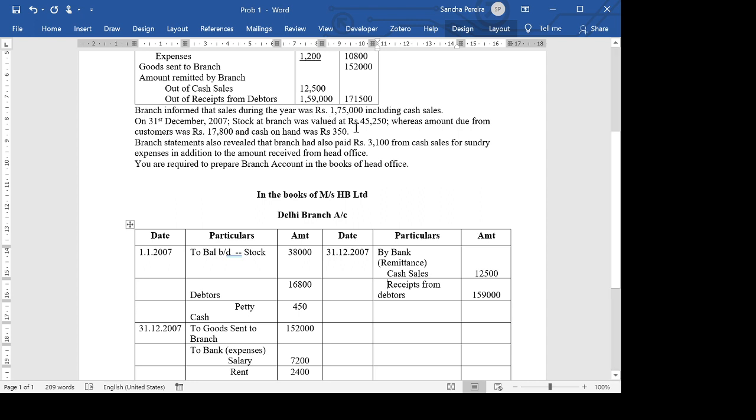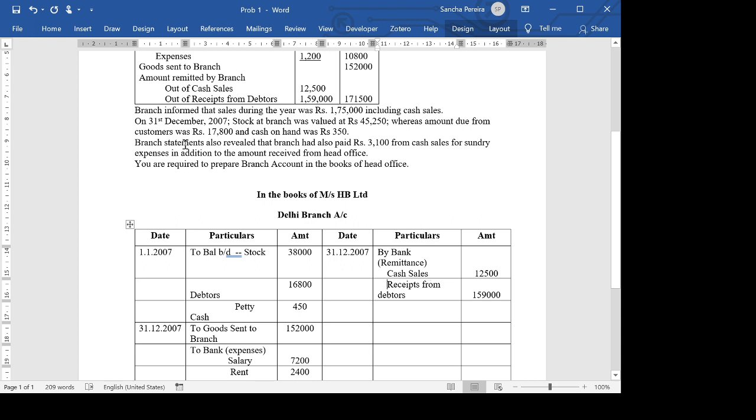Branch informed that sales during the year was rupees 1,75,000, including cash sales. Like I said, this is not going to affect the branch account because this has taken place at the branch, not between the head office and the branch. Now, if they had told us out of which some money has been sent to the head office, that would have come in the branch account. If out of 1,75,000, cash sales were say 75,000, out of which so much had been sent to the head office, that would have come here. But just telling us this total sales is not going to reflect in the branch account.